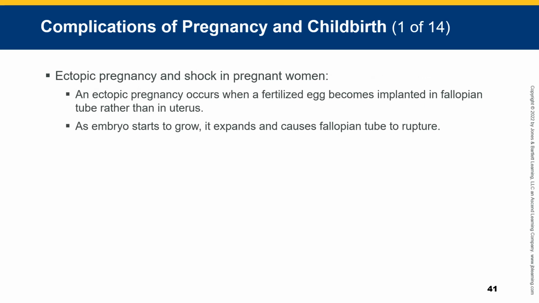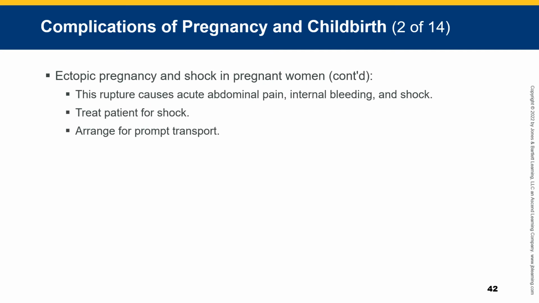There are important complications of pregnancy and childbirth that you need to understand. One of those crises is ectopic pregnancy and shock in pregnant women. An ectopic pregnancy occurs when a fertilized egg becomes implanted in the fallopian tube rather than in the uterus. As the embryo starts to grow, it expands and causes the fallopian tube to rupture, causing a potentially fatal hemorrhage. The rupture of the fallopian tube causes acute abdominal pain, internal bleeding, and shock. Treat the patient for shock and arrange for immediate transport.